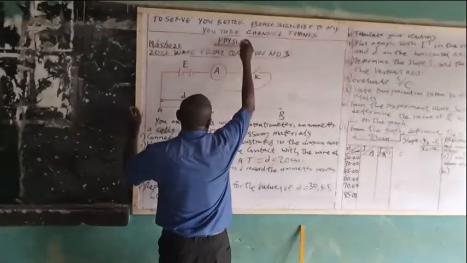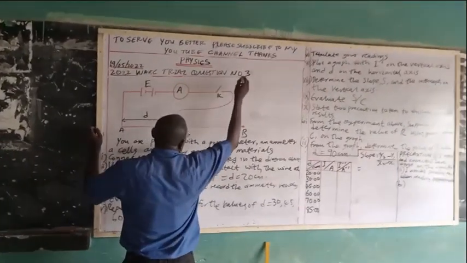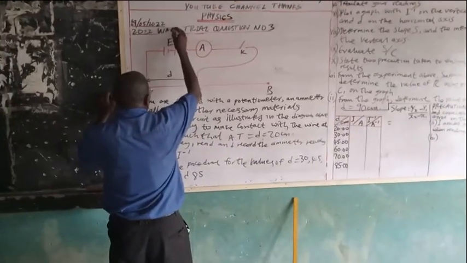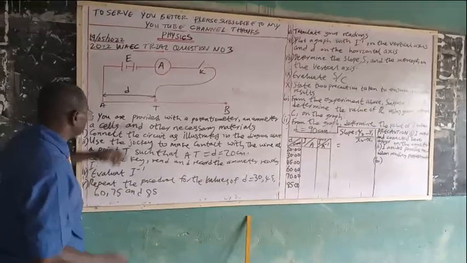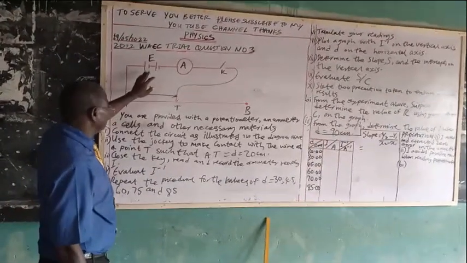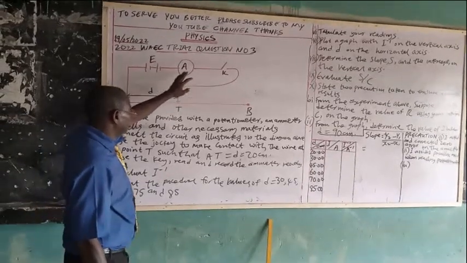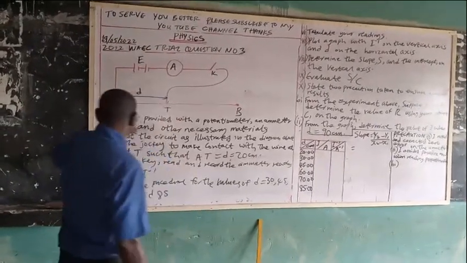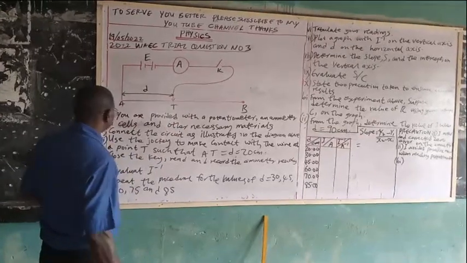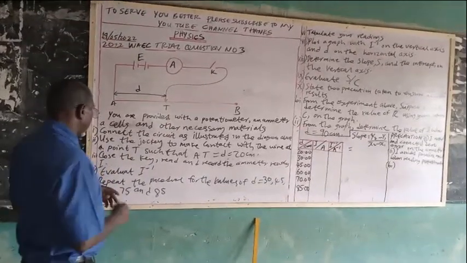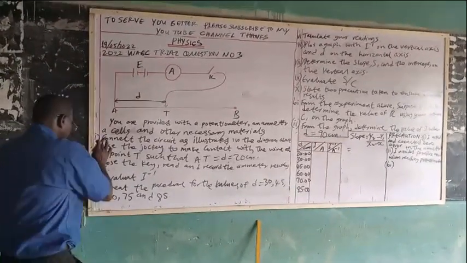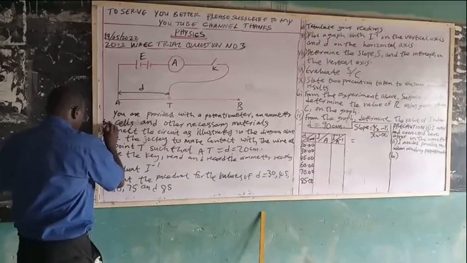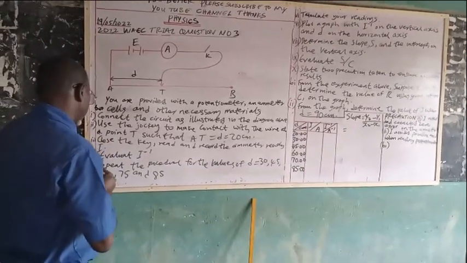WAEC trial question number 3. This is the circuit diagram: battery, ammeter, key, jockey, and D. You are provided with a potentiometer, an ammeter, a cell, 2 cells, and other necessary materials.